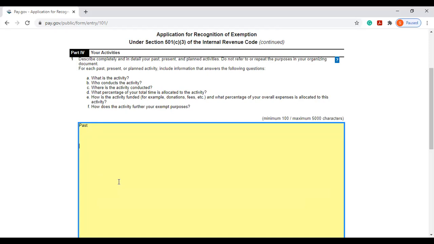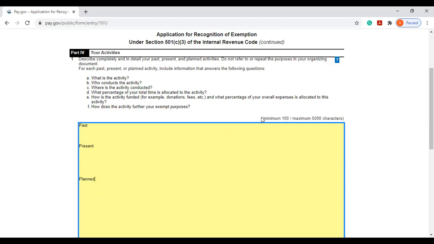Okay. Then you have a section for the present, right? Then you have a section for the what? Planned, right? Past activities, present activities, and planned activities. And as I mentioned before, the planned activities should be the longest.